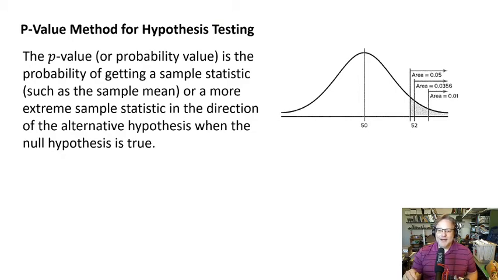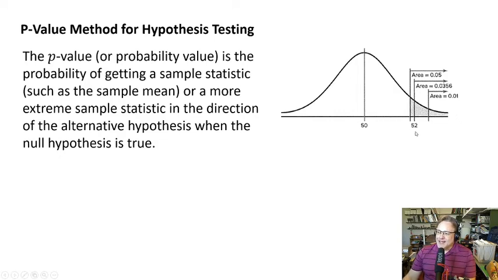There's one additional method that we'll show you, and it's called the P-value method for hypothesis testing. It's almost exactly like the traditional method, except it has a slightly different way of describing some things. The P-value is the probability of getting a sample statistic or a more extreme sample statistic in the direction of the alternative hypothesis when the null hypothesis is true. That's some ten-dollar language that basically says if you find out that your test statistic is here, such that only 1% of the curve is beyond this, then your p-value is 1%.